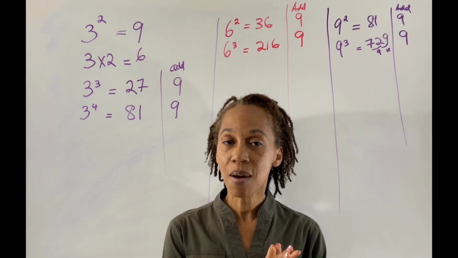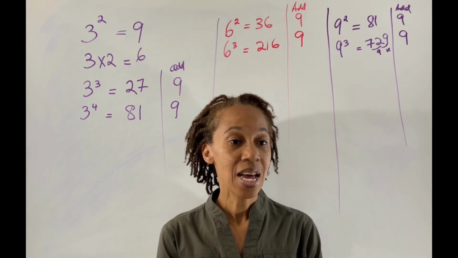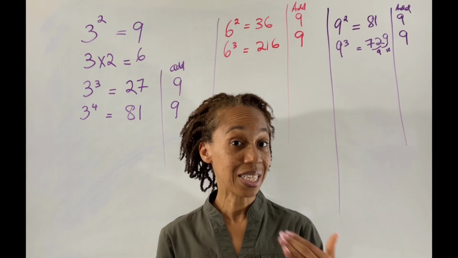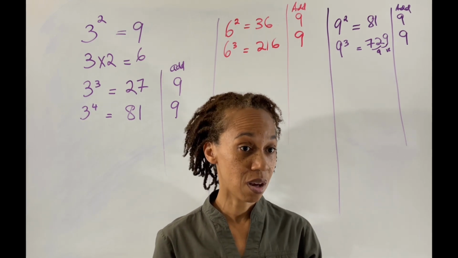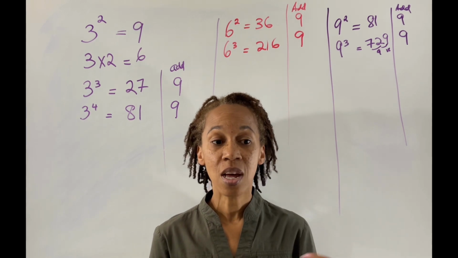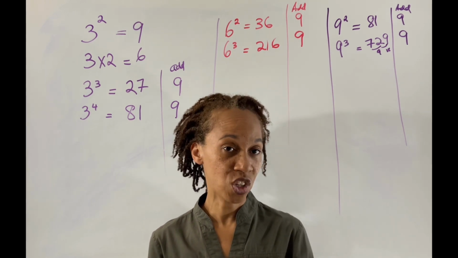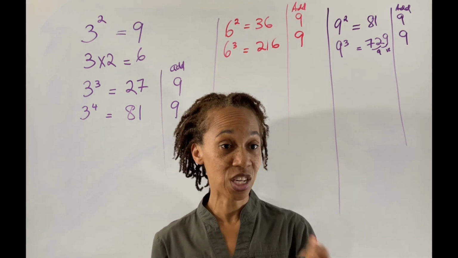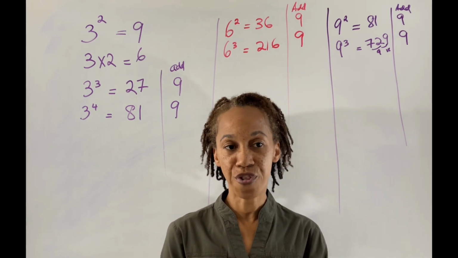In terms of the numbers 3 and 6, you notice that there is a repeating pattern of 3, 6, 9 for the multiplication of the number 3, and then for the number 6, in terms of its multiplication, the repeating numbers are 6, 3, and 9. It's almost like the reverse.